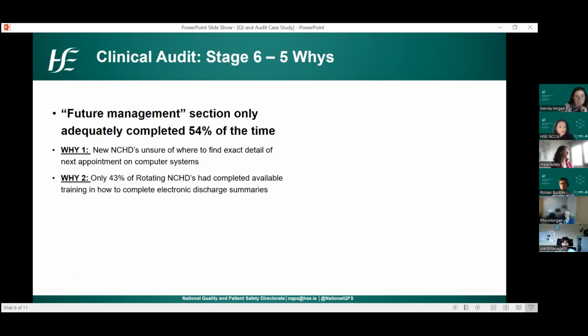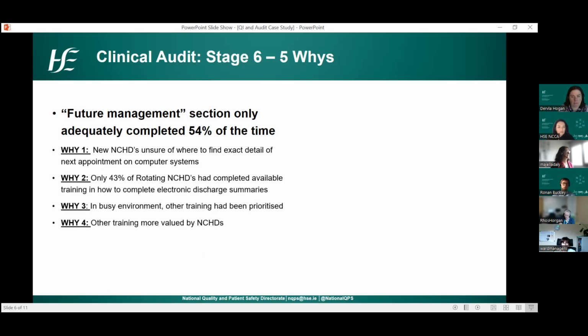Well, only 43% of the rotating NCHDs had completed the available training in how to complete discharge summaries. But again, we know that's a fact, but why was that? Because in their busy environment, other training had been prioritized. Very understandable, but why were they attending other training and not attending the discharge summary one? Because other training was more valued by NCHDs. And why was that? Because it had CPD points attached to it, or they were held accountable for having it done. And discharge summary training was not incentivized.